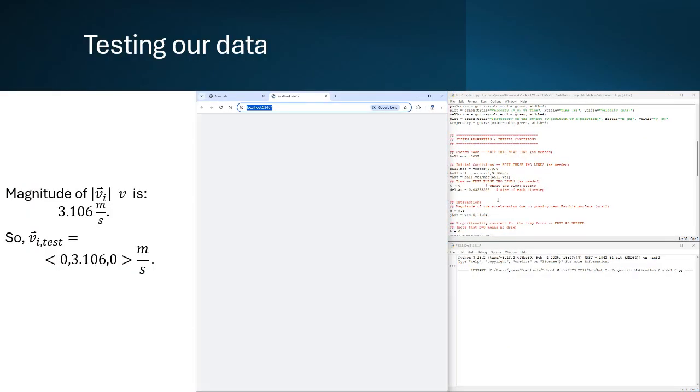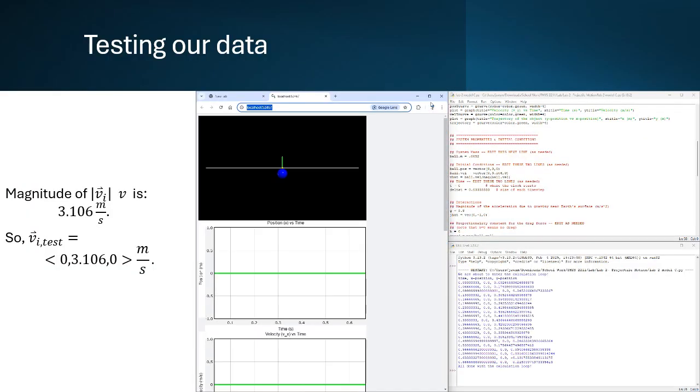Here's the computational model here, with our calculations of the magnitude of v and our test velocity as well, with everything else staying exactly the same. We're able to conclude that it'll actually take less time for it to reach the ground than it did last time.